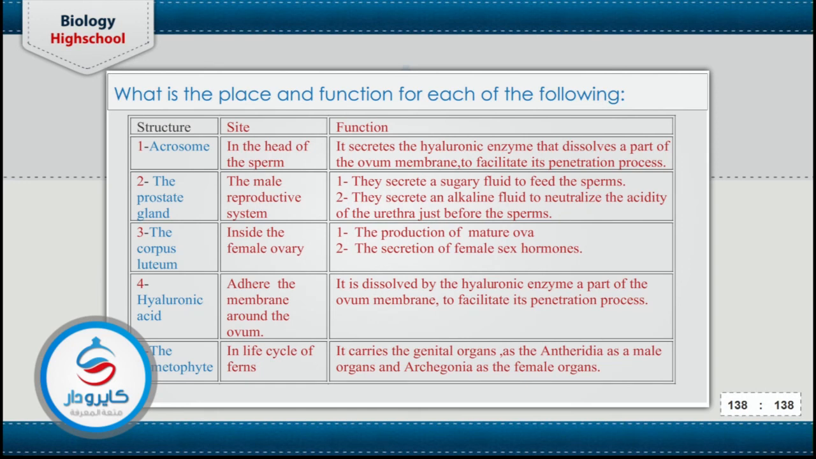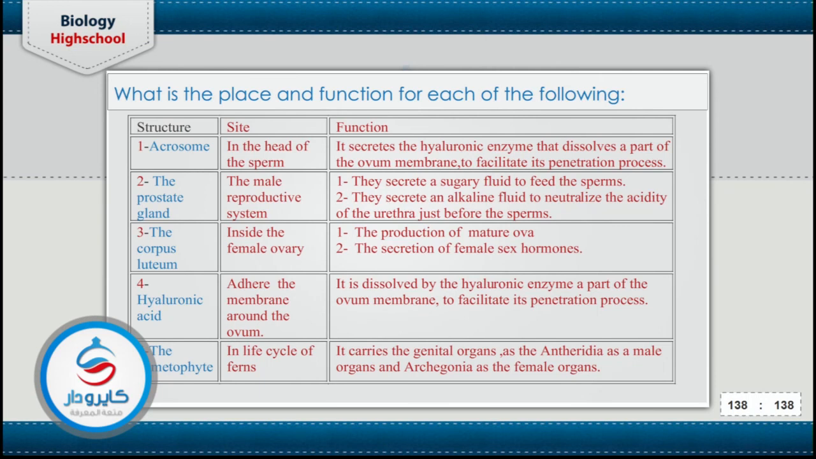Number 3, the corpus luteum, is inside the female ovary. The Graafian follicle releases the mature ova and changes into the corpus luteum, and the corpus luteum is responsible for the secretion of estrogen and progesterone hormone, which increase the thickness of the endometrium and adhere the endometrium to the uterine muscle. The hyaluronic acid.